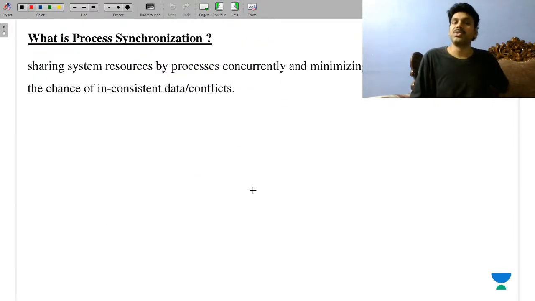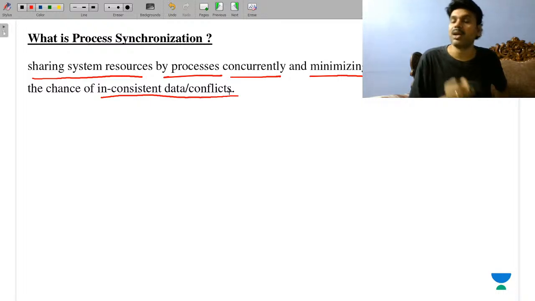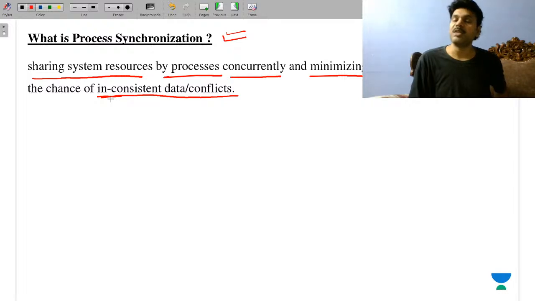So what is process synchronization? Observe. Sharing system resources by processes concurrently. Yes, we are accessing concurrently, but we minimize the chance of inconsistent data or conflicts. This is the main concept of process synchronization, which means we want to see that there will not be any inconsistency in the data. Ultimately, we want to see safe, secure and consistent data.